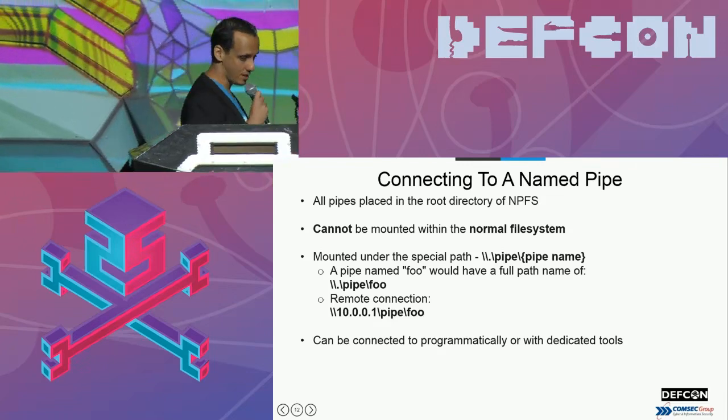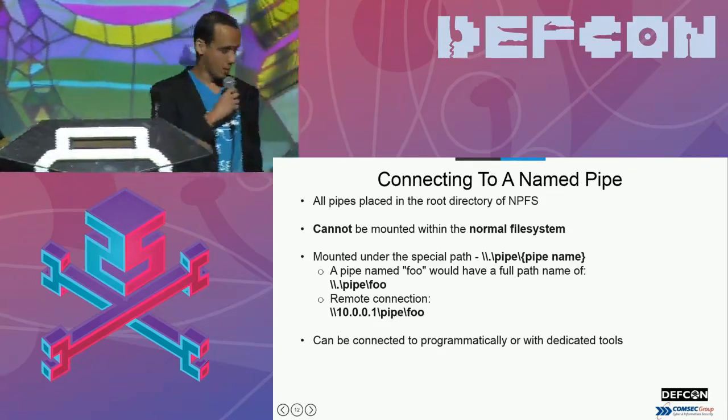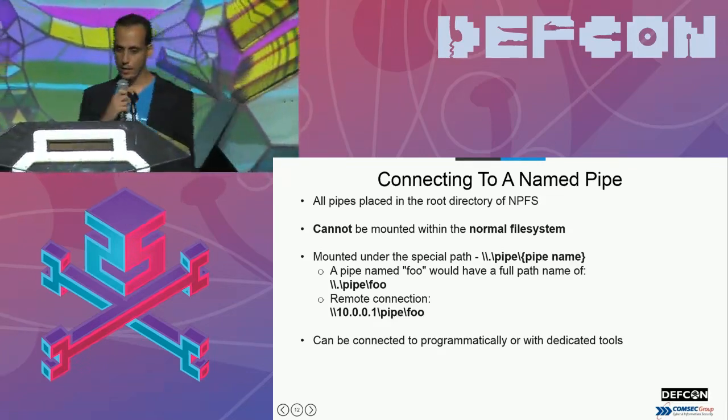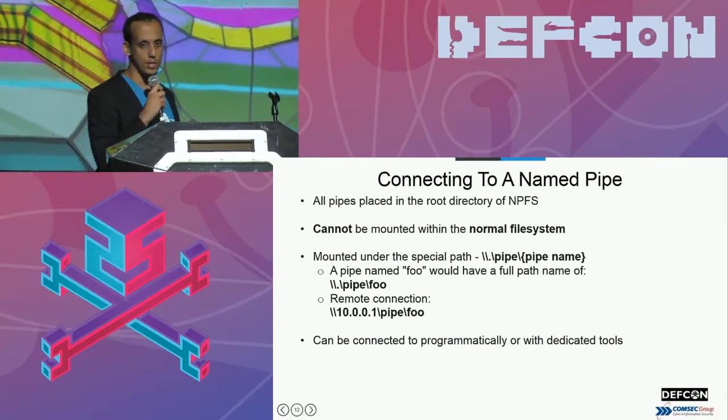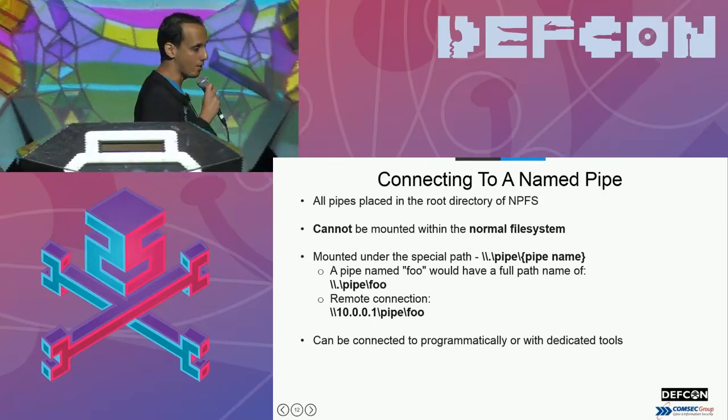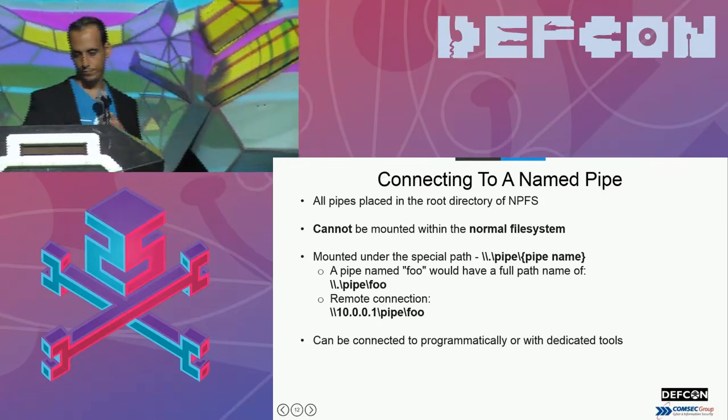So here is a URL, for example, for connecting to a named pipe. You can see \\.\pipe\foo. This is a connection to a local pipe. And if you want to connect to the same pipe remotely, and the ACL allows it, you just add the IP address instead of the dot character.